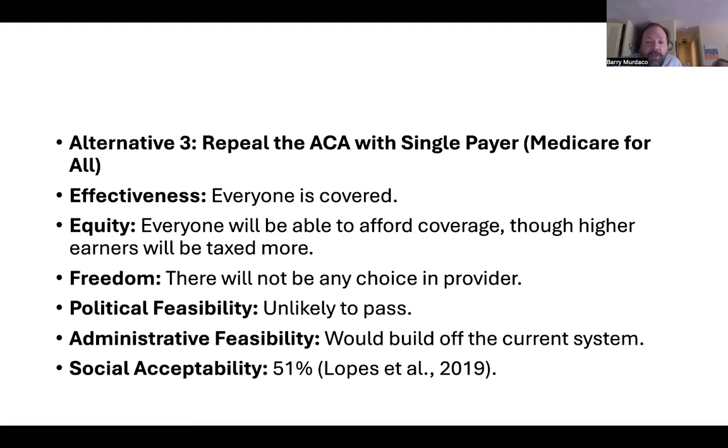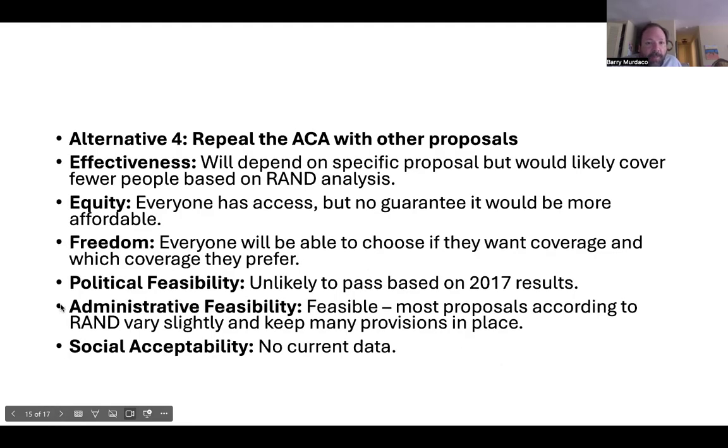Administrative feasibility would build off the current system. So in theory, it wouldn't be that hard to implement. Of course, the most expensive people to insure, generally elderly people, already get health insurance through Medicare, basically. That's the idea, to expand Medicare basically to everybody. Social acceptability. So again, roughly the same amount of people support this option as well.